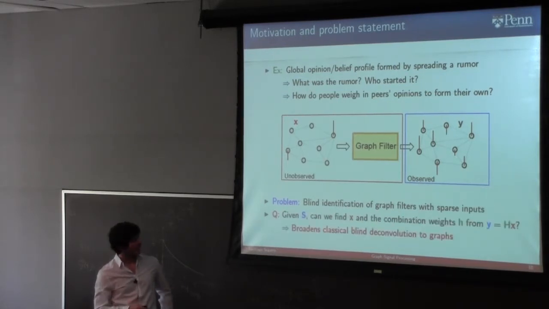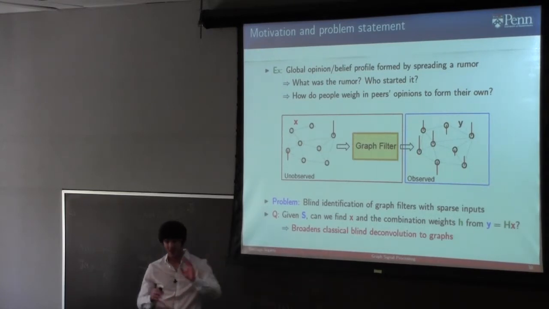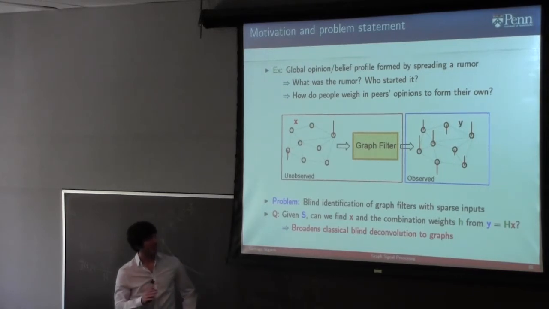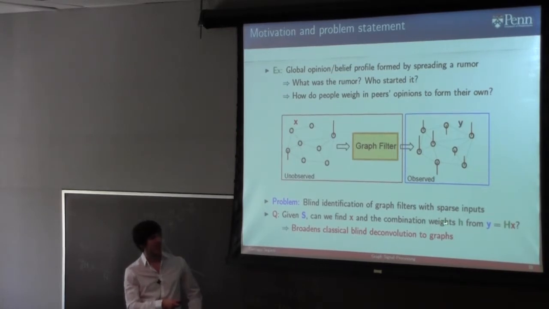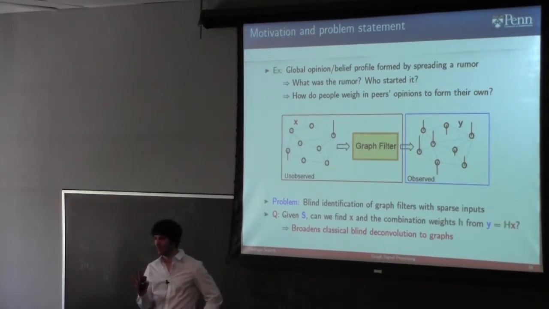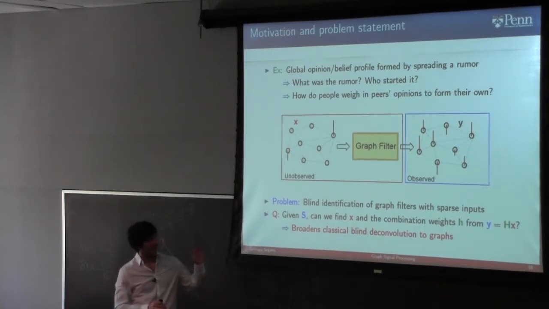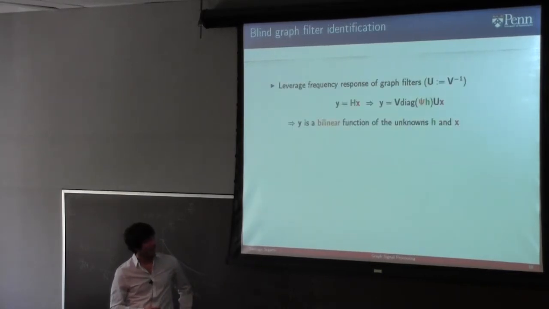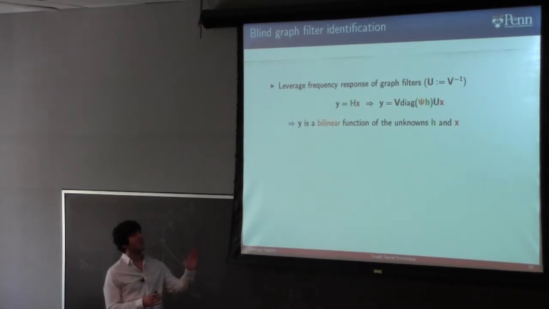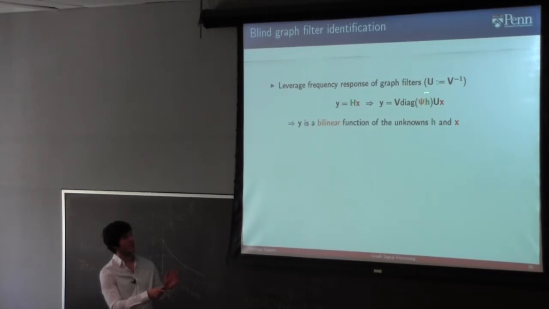So more technically, given S, again, the graph here is given. We can talk about the other extensions, but here the graph is given. So we are given S and we're given Y, and we'd like to find X and the vector of coefficients H. Okay, that's the problem. And that extends classical blind deconvolution to graphs. Okay? So let's see. So we have that Y is equal H times X. We can use the frequency representation to write that in terms of frequencies with Bs and Us. Here, just for notational convenience, write U as B inverse. So this is X tilde, right?